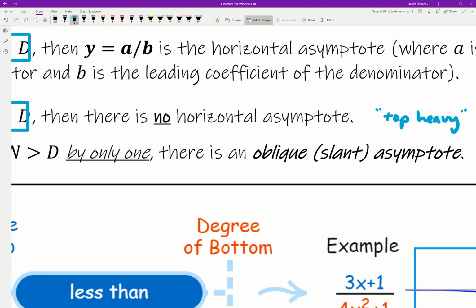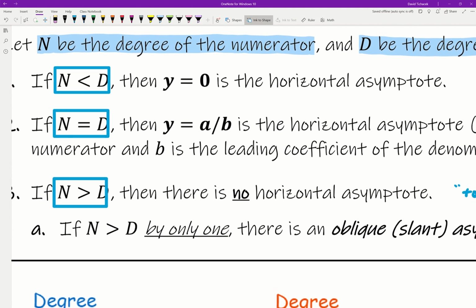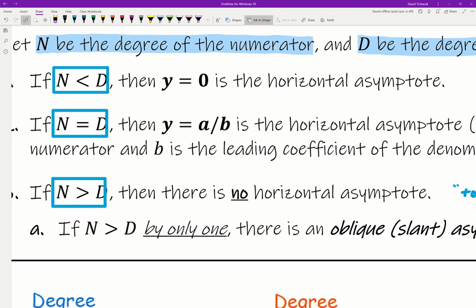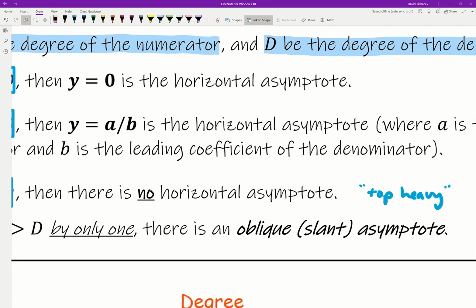So if I use that language in the rest of the video, I say I have a rational function that is top heavy, then we can guarantee there that we don't have to worry about horizontal asymptotes at all. On the reverse side of the coin, what if the degree in the numerator is less than the degree in the denominator? I call that being bottom heavy.